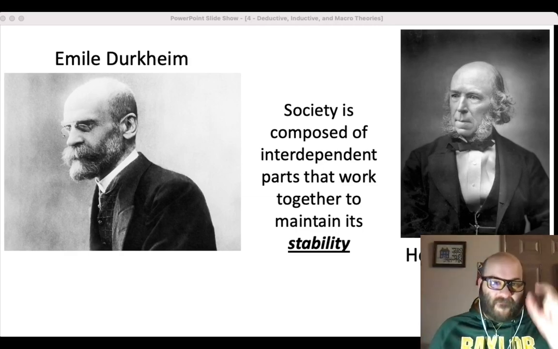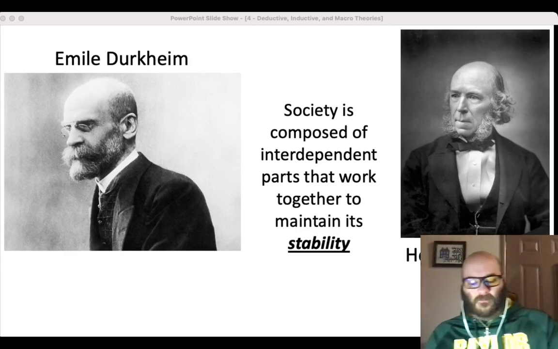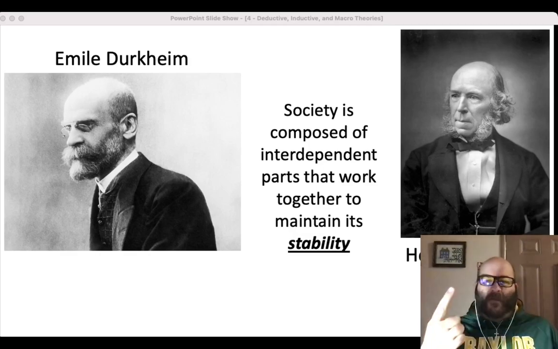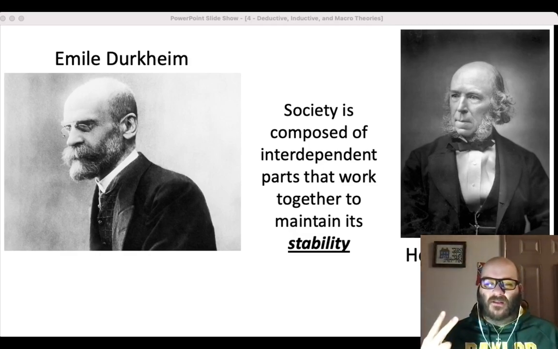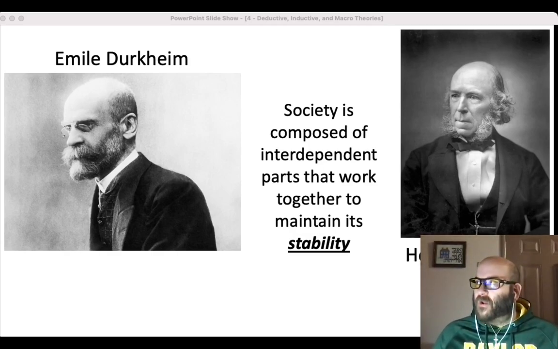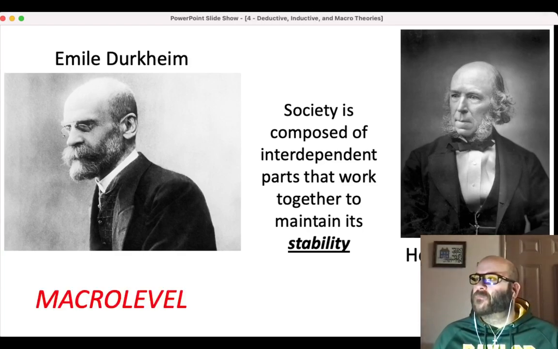Let's jump into this. Functions. Remember these guys? Functionalists. For functionalist theory, there are three types of function. Manifest, it's intended. Latent, unintended. Dysfunction. Bad things usually happening here.